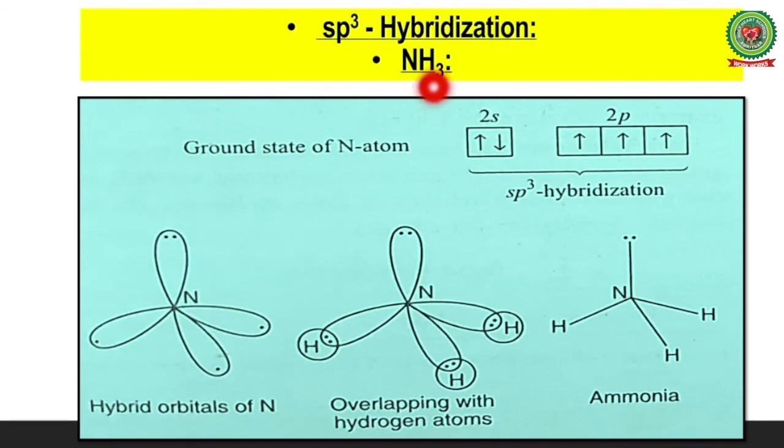Since there are 3 hydrogens, we have 3 unpaired electrons and the overlapping will take place, and this will give rise to bond formation. The filled 2s orbital will remain as a lone pair. So the geometry is tetrahedral, but the structure is trigonal planar in this case because there is a lone pair also present.